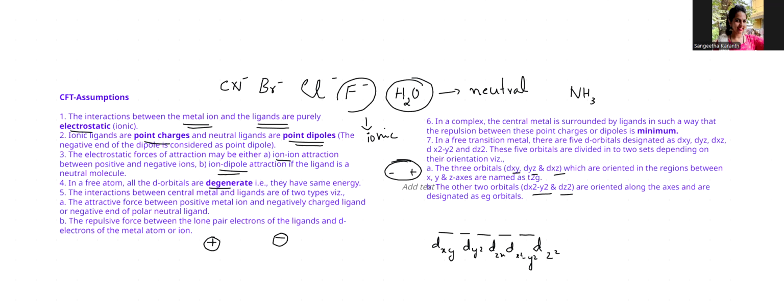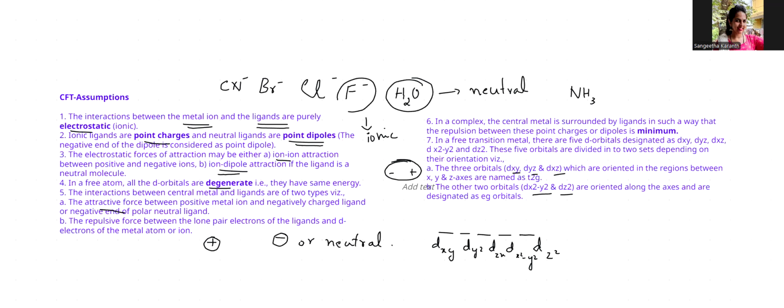But even if it is neutral, it will have a pair of electrons which can form the coordinate bond. So there will be, of course, a force of attraction between the metal and the negatively charged ligand. So this is one interaction. Of course, there will also be repulsion.